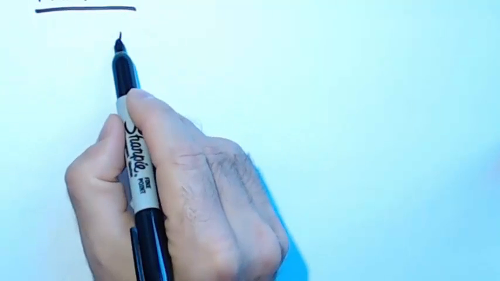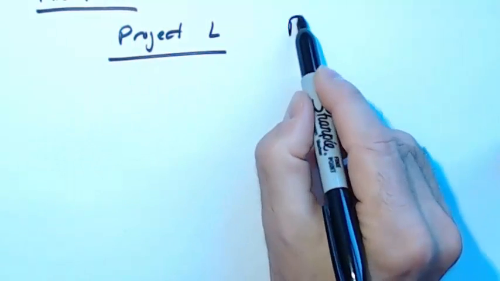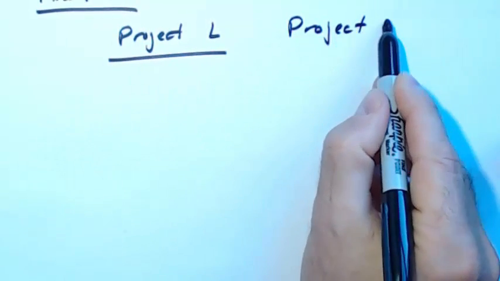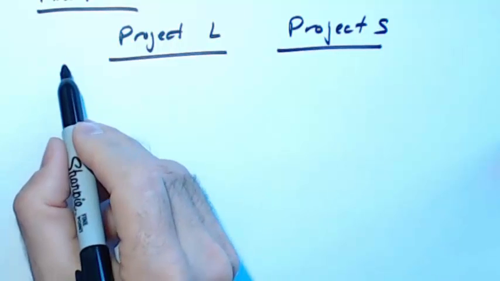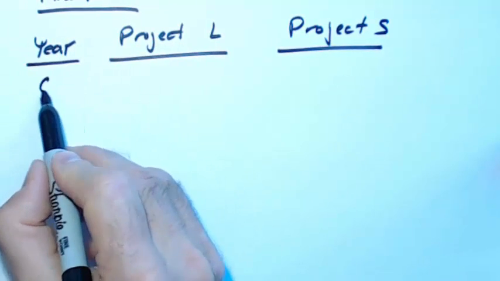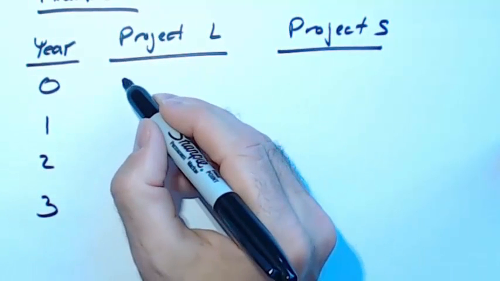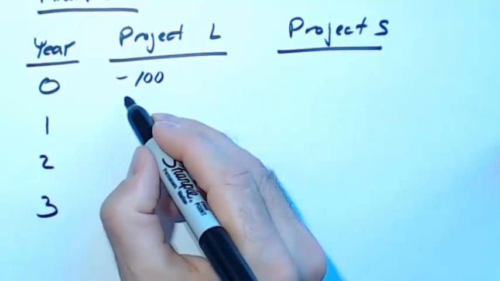So here are the two projects. Let me lay them out. Here are the cash flows. We have Project L and Project S, and we're going to have the year on this axis, this column: 0, 1, 2, 3. Three periods. Here are the cash flows for them.